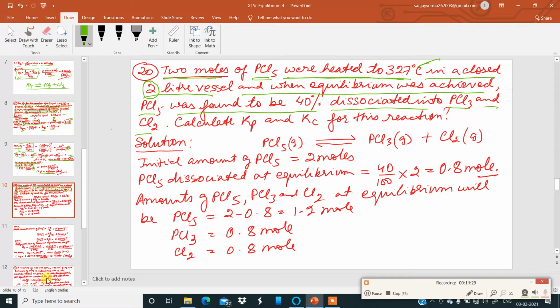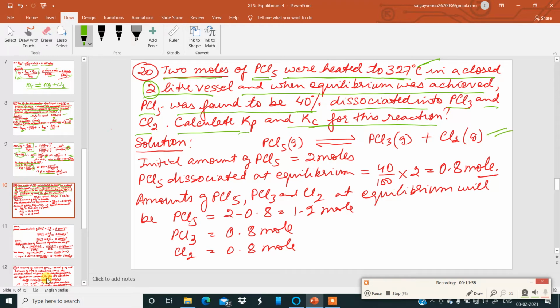Now they are asking us to calculate the Kp and Kc for the reaction. Kp also, Kc also. See, what a wonderful question. What is given? The number of moles of PCl5 is given. The vessel volume is given, closed vessel, it is 2 liter. And when the equilibrium has been achieved, PCl5 was found to be 40% dissociated, meaning 60% is undissociated. And we have to calculate the values of Kp and Kc for this.